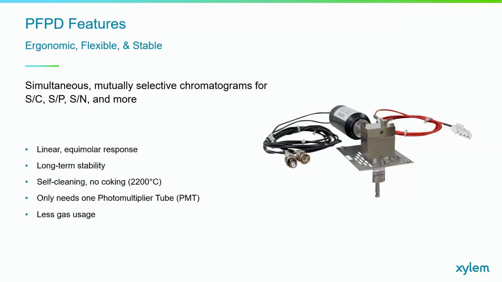There's minimal maintenance because this detector is pulsing at such a high heat, it's actually self-cleaning. There's no coking or buildup of any sort of soot that happens. It's just pulsing at a very high heat. So it's self-cleaning, and you have minimal maintenance. Because it's not a constant flame, you're just propagating the flame, you're using less gas than a traditional FPD as well. So there are several distinct advantages that make this detector ergonomic, flexible, and stable.